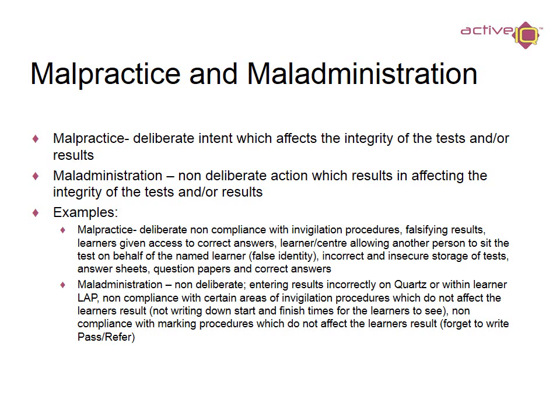Examples of malpractice could be deliberate non-compliance with invigilation procedures, falsifying results, learners given access to correct answers, the learner or the centre allowing another person to sit the test on behalf of the named person. This would be classed as a false identity. Incorrect and insecure storage of tests, answer sheets, question papers and correct answers.